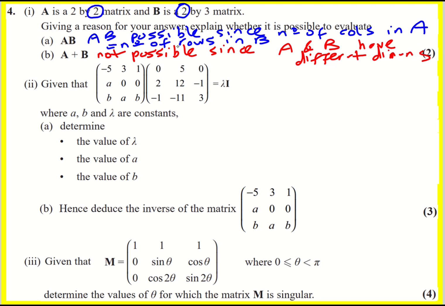We're now given this equation and asked to determine the value of lambda. So what we're going to do is multiply out the left-hand side. So we're going along this row and down this column. And I'm going to get minus 5 times 0 plus 3 times 2 plus 1 times minus 1. That's going to give me 5. And then I just move along the column.